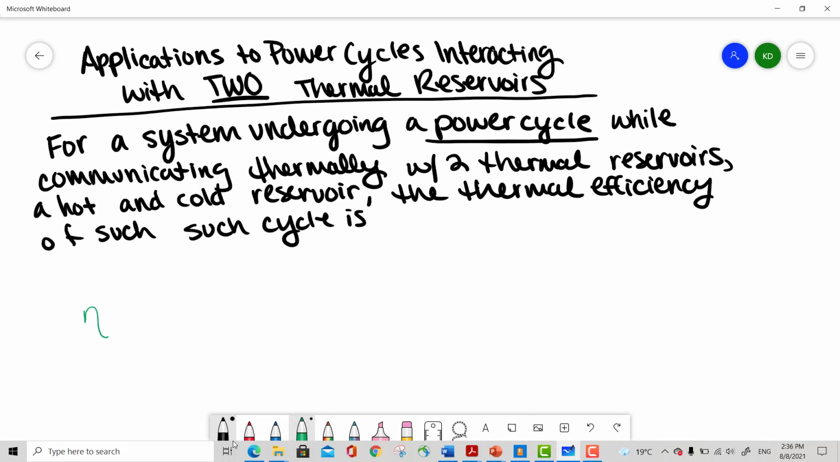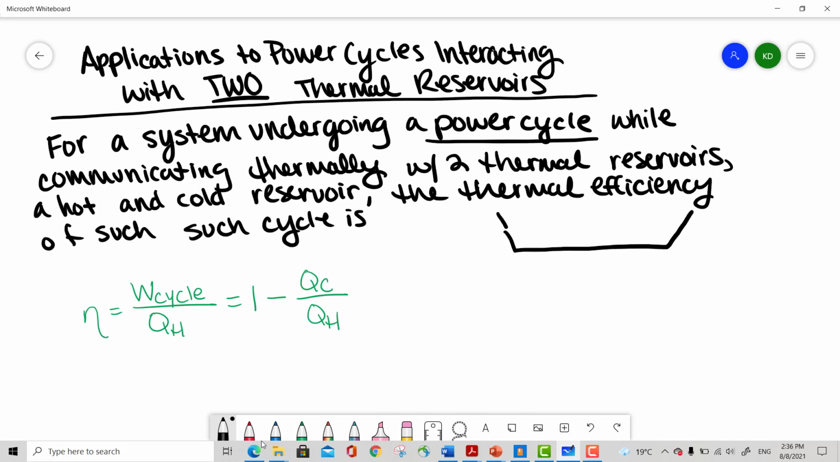We denote it with work of the cycle over hot heat transfer equals 1 less heat transfer cold over heat transfer hot. Okay, and so let's draw this out because I feel like drawing them helps a lot, especially before we start really working them. It just kind of helps you picture what we're talking about because they do get really wordy.